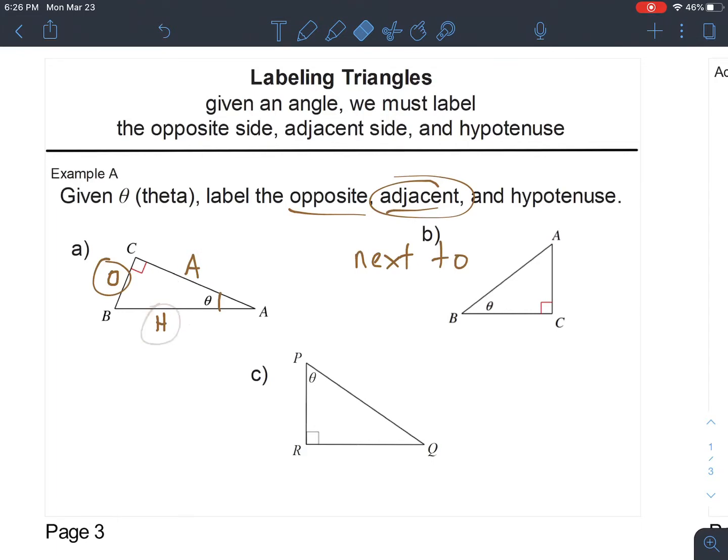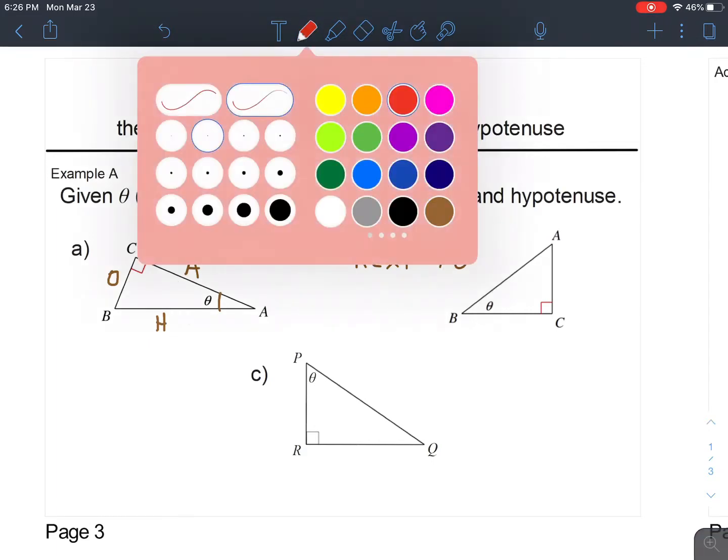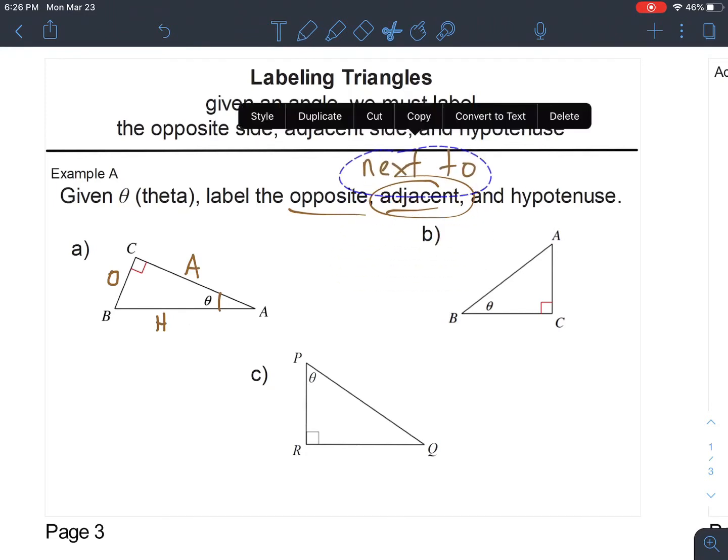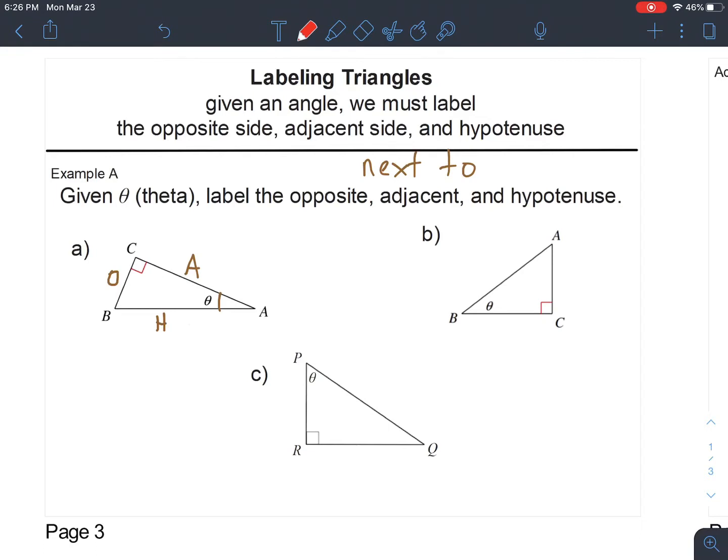Okay, now we need to do the same thing with the other triangles. So for letter B, actually I shouldn't have deleted that. I should just move that, because adjacent means next to. So once again, the hypotenuse is the longest side and it's across from the right angle. So there's our hypotenuse. The opposite side is on the other side of the triangle from where theta is. And then the last one, the adjacent side, adjacent is next to both theta and the 90-degree angle. So A is going to go down at the bottom.